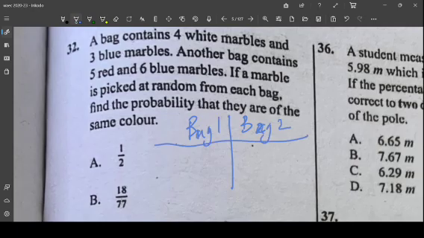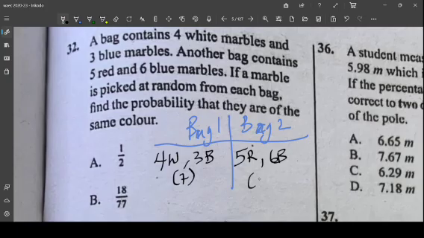Now, in the first bag, what do I have? I have 4 white marbles and 3 blue marbles. So I have a total of 7 marbles in this bag. Then in the second bag, I have 5 red marbles and 6 blue marbles, which is a total of 11 marbles. Now, if a marble is picked at random from each bag, that means I pick one from here and one from here. Find the probability that they have the same color.